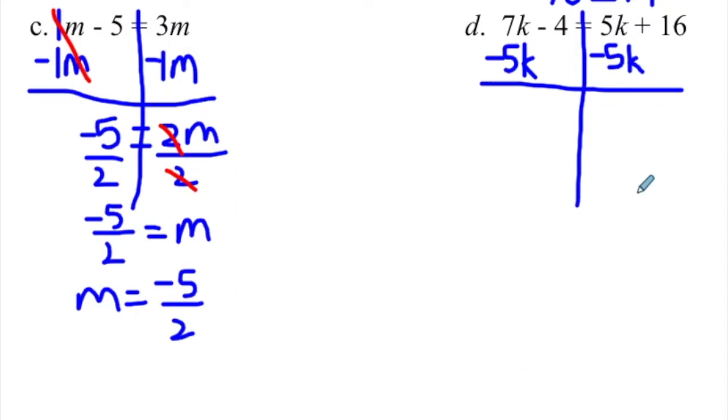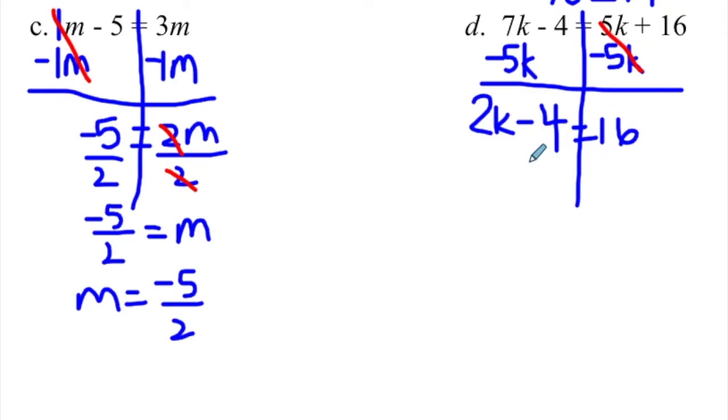So these K's are going to cancel out. 7K minus 5K would give us positive 2K. So I can say that 2K minus 4 is equal to 16 at this point. And now again, we're back to something like you had in section 2.2. So now we just need to work to get K by itself.